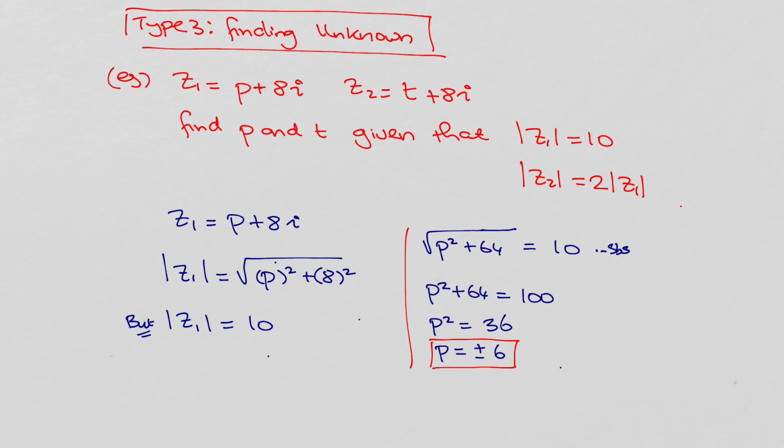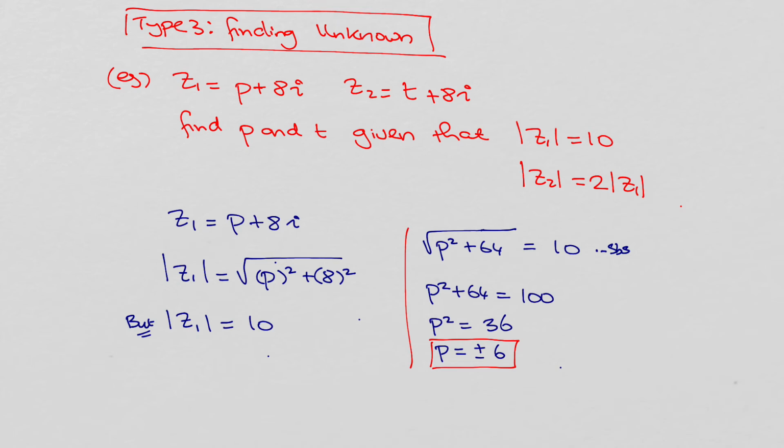So what I would do is take Z1, p plus 8i, and find the modulus of it, which is the square root of p squared plus 8 squared. But I was told that the modulus of Z1 is 10. So by equating those, I end up with the square root of p squared plus 64 equals 10. And if I square both sides, that gives me p squared plus 64 equals 100. And therefore p squared equals 36, and therefore p is equal to plus or minus 6, because of course 6 times 6 is 36, but minus 6 times minus 6 is also 36.